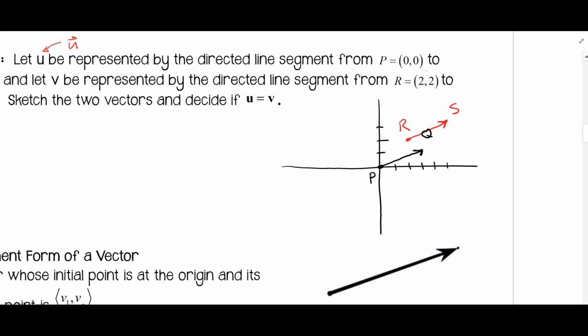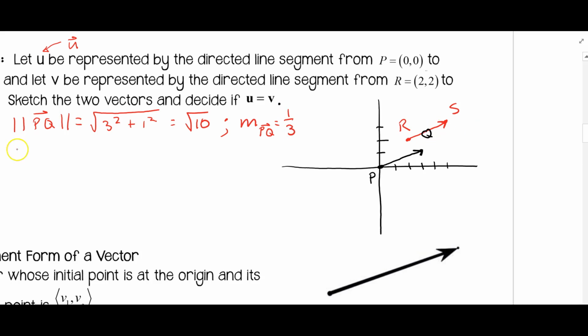So let's look at the magnitude of PQ. So one side of this right triangle would be 3 and the other would be 1. So that's just going to be the square root of 3 squared plus 1 squared. So that's the square root of 10. So that's the magnitude. Let's take a look at the slope of it. The slope of PQ. So the rise would be 1. So that's 1 over 3. All right, so that's for PQ.